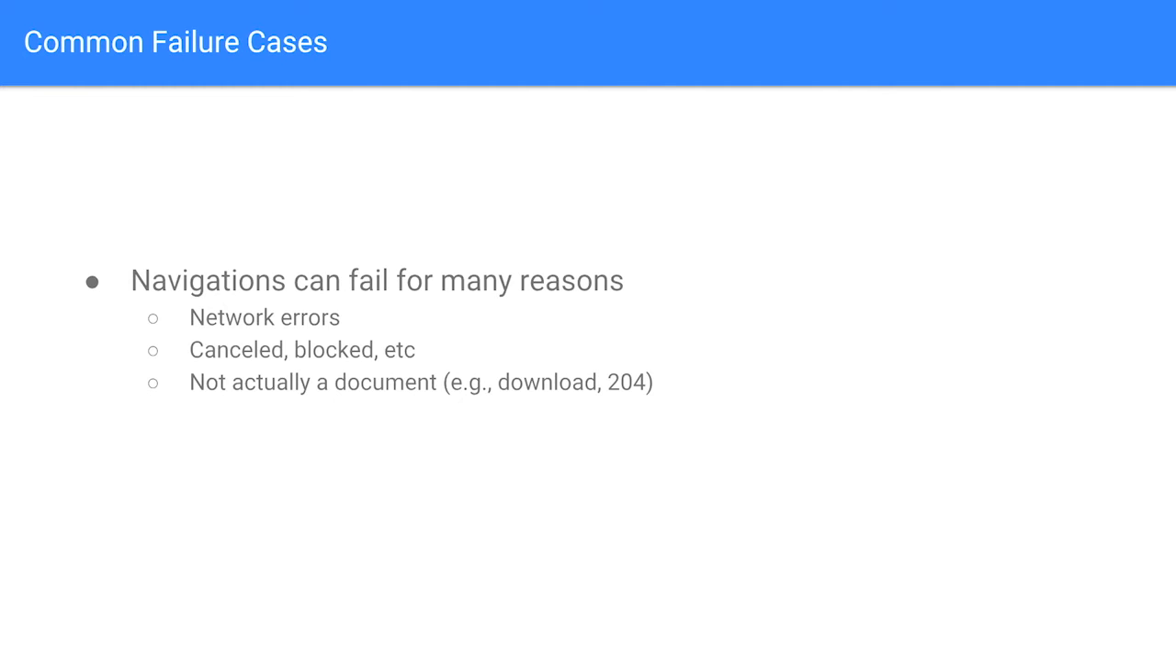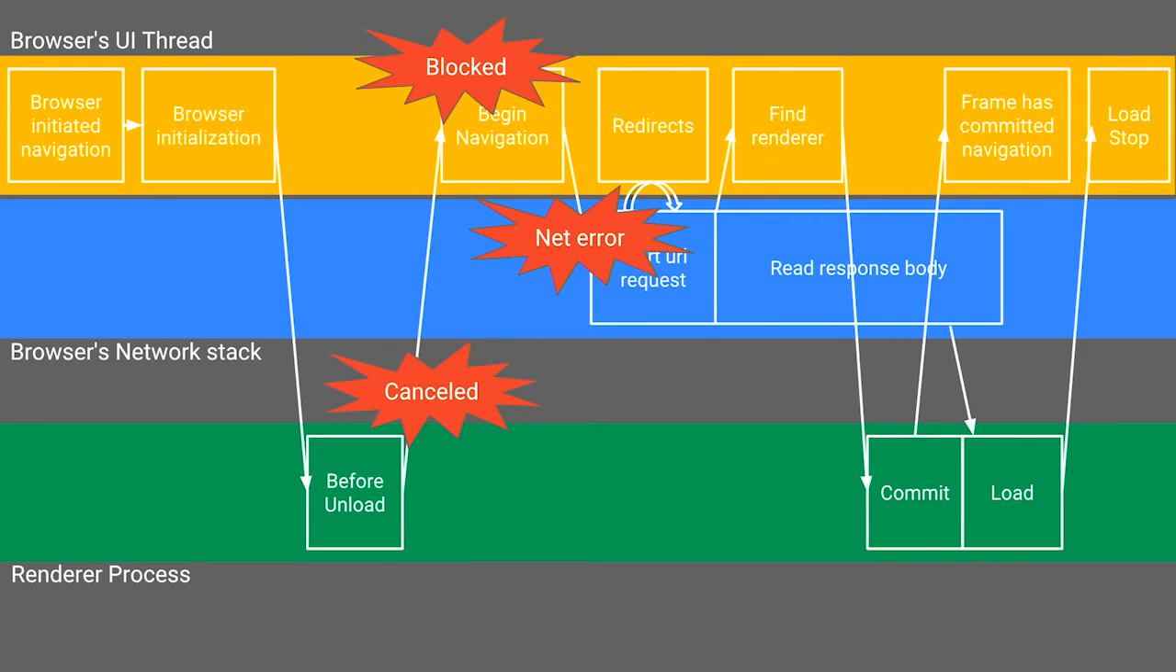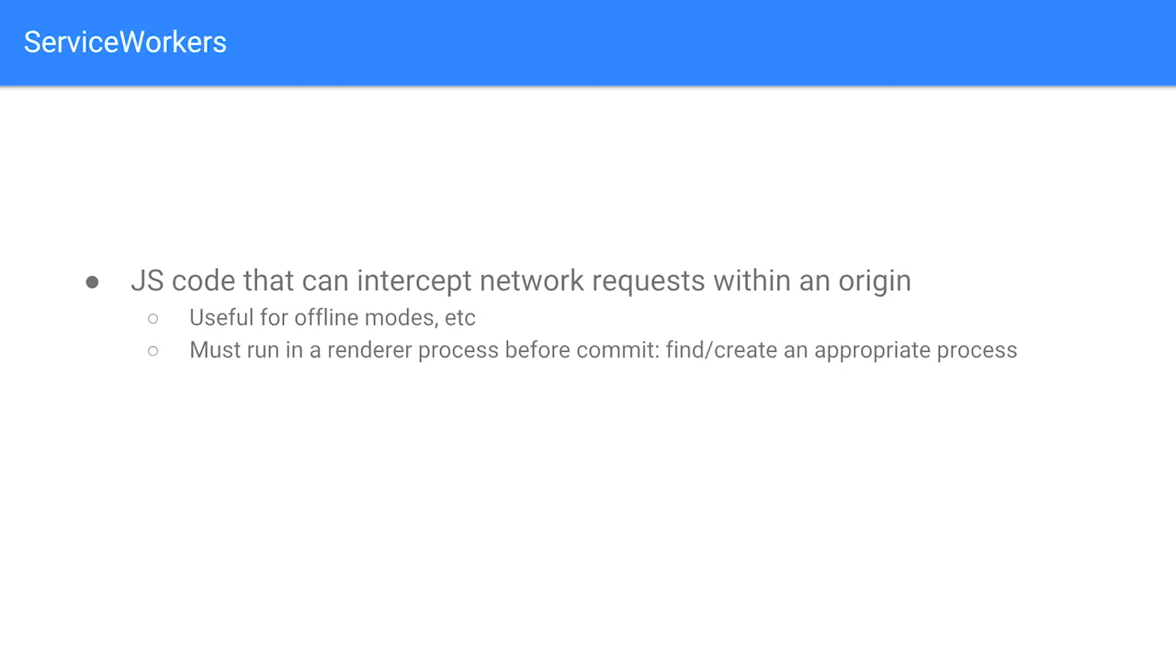Navigations can fail. We've covered some of these, like downloads or 204s or network errors. Just to show you in the diagram, it can fail because the user canceled it. It can fail because it was blocked by a navigation throttle. It can fail because of a network error. It can fail because the redirect was blocked, or it just ended up being a download. So lots of failure points in the timeline.